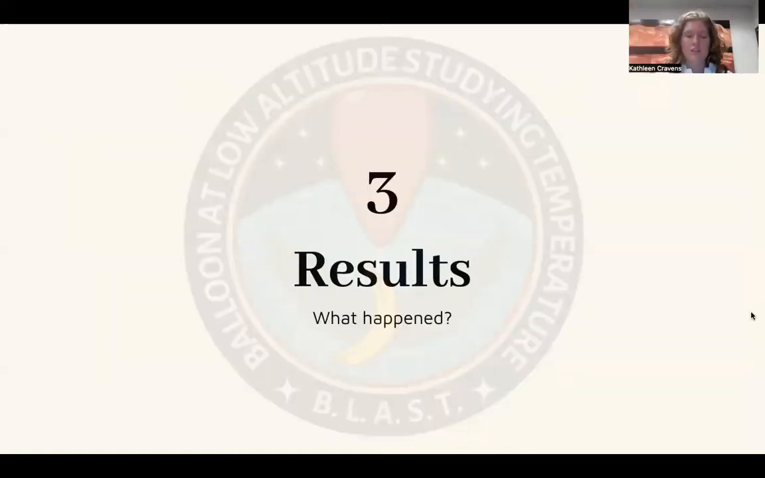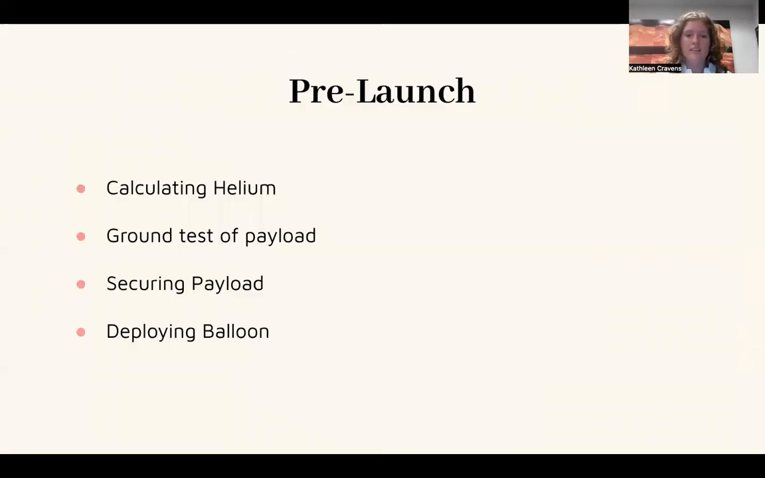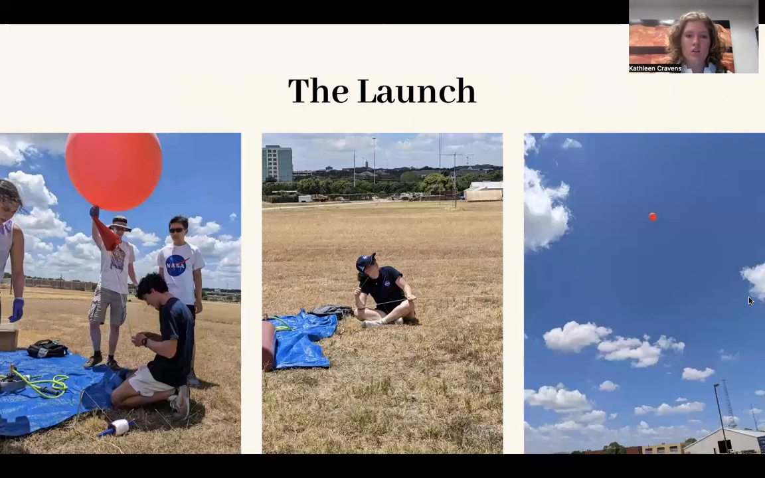Now let's see what happened. Before the launch, we had to calculate the helium, do a ground test of the payload sensors, secure the banana, and deploy the balloon. During the launch, we went to an open field at the J.J. Pickle Research Campus. Here on the left, we can see Seth attaching the banana to the balloon to prepare for the launch. In the middle, I am carefully releasing the tether at 50-foot intervals in order to ensure that the sensors have time to collect the data. On the right, we can see our balloon flying high in the sky.